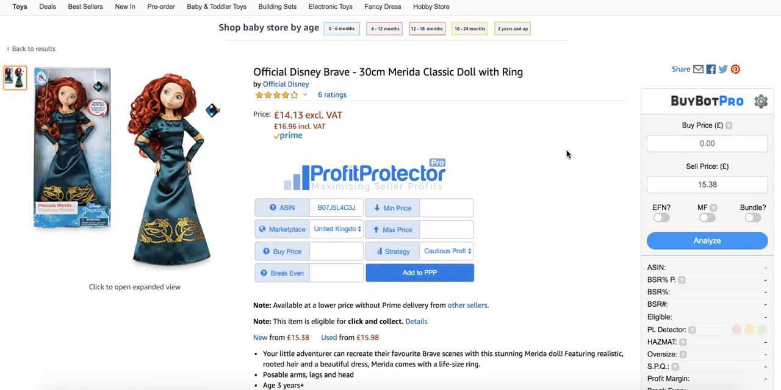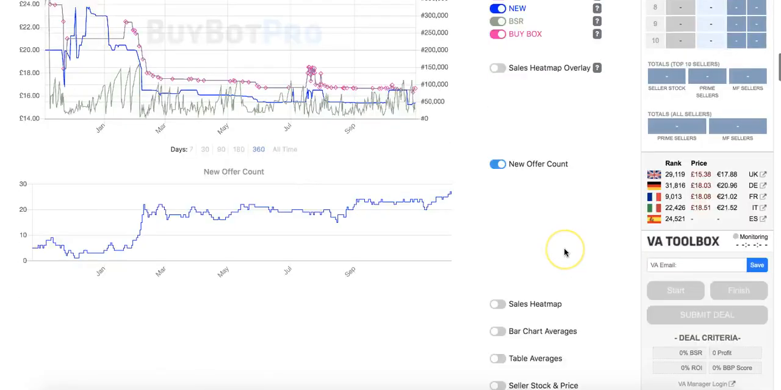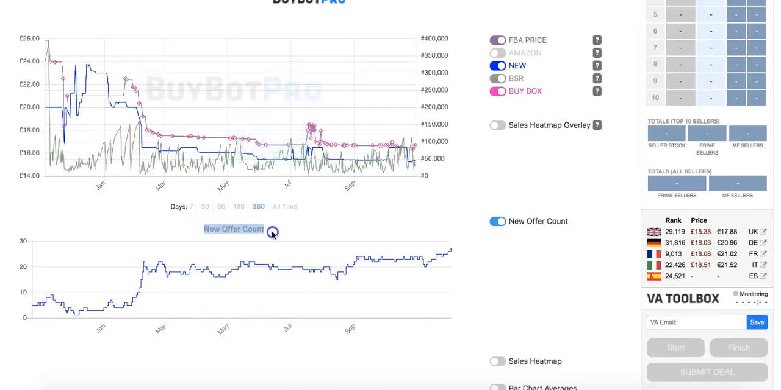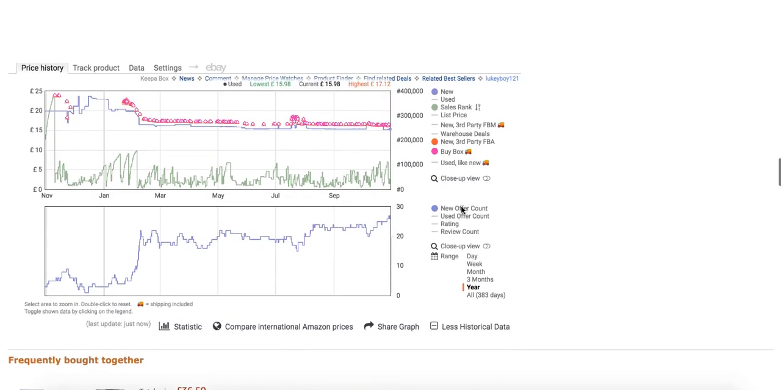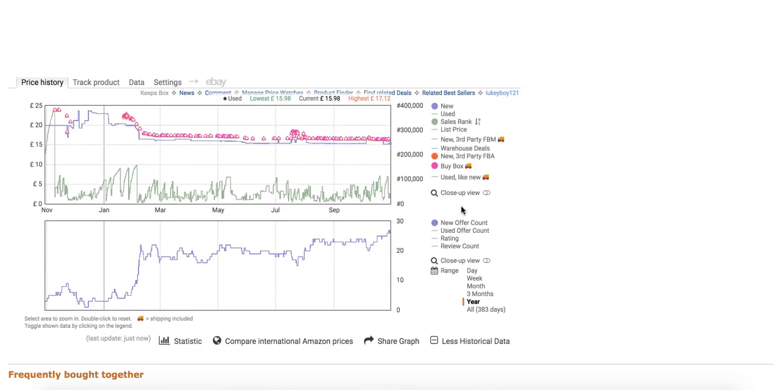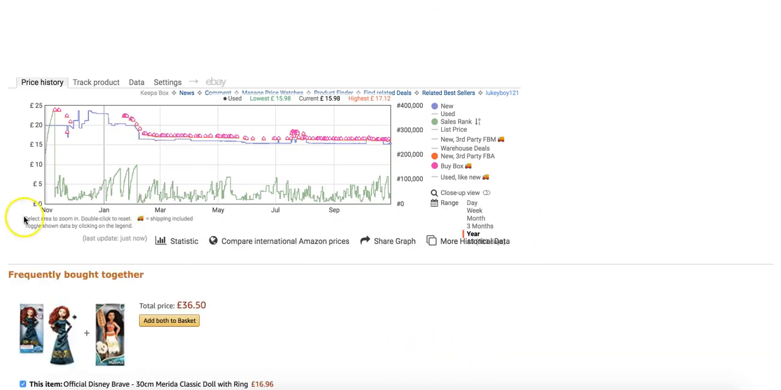It's obviously no extra charge, but on BuyBotPro they now have the new offer count right here. It is the second segment of KEEPA. So I'll just show you what KEEPA looks like. If you subscribe to KEEPA, this is what you will see when you load your product. And before, you only ever used to be able to see this section in BuyBotPro and any other extension software that you would use to do some pricing.